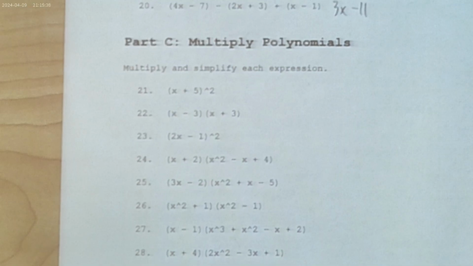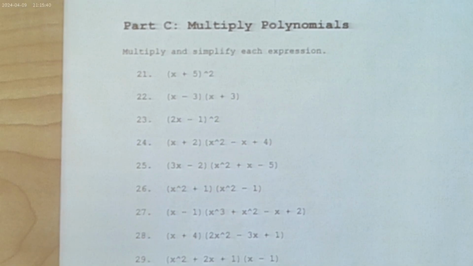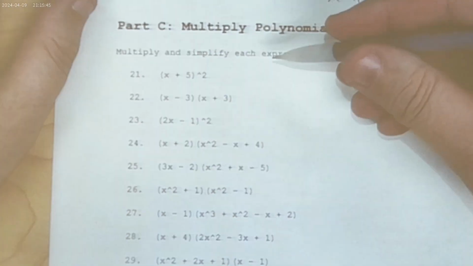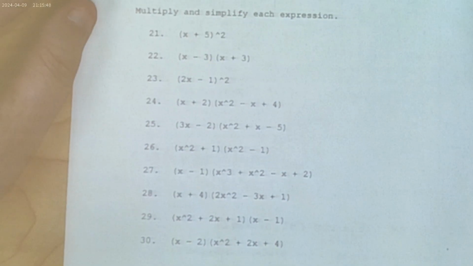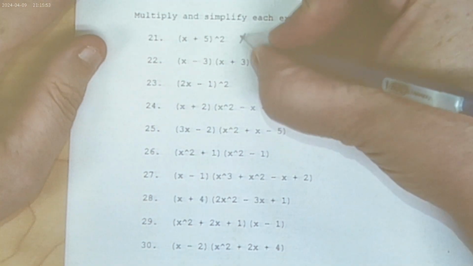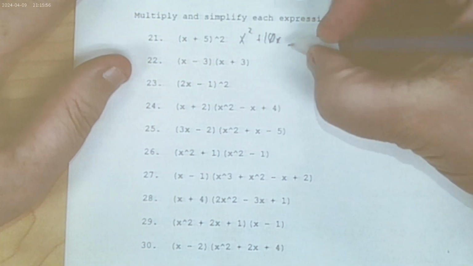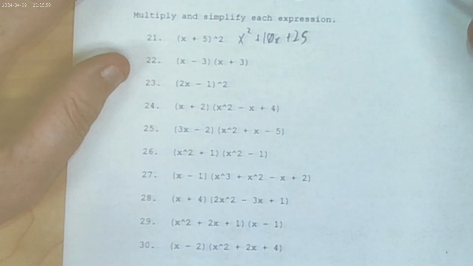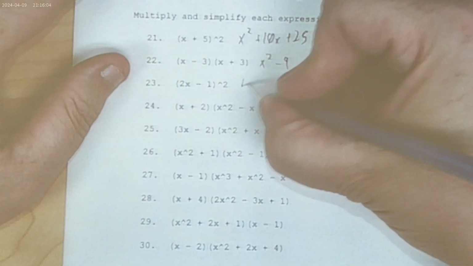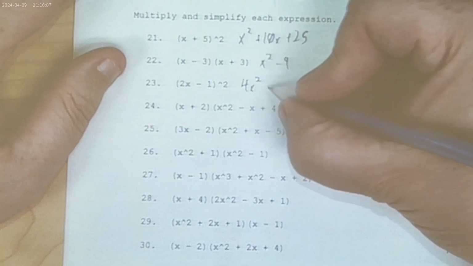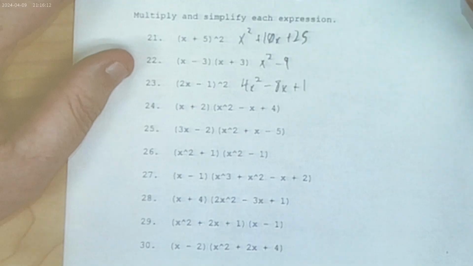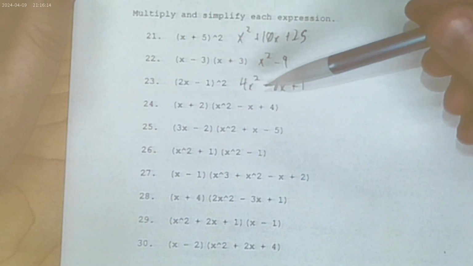All right. Let's see. I've got some multiplication of polynomials. Yeah, this is doable. So first things first, I can see some perfect squares, and I can see some difference of squares. So perfect squares, I'm just going to blast through those. I've got x squared plus 10x plus 25. So that one's done. This one's going to be x squared minus 9. This one's going to be 4x squared minus, I think it's going to be 8x plus 1. Minus 2, yeah, that's 2ax, so 4.